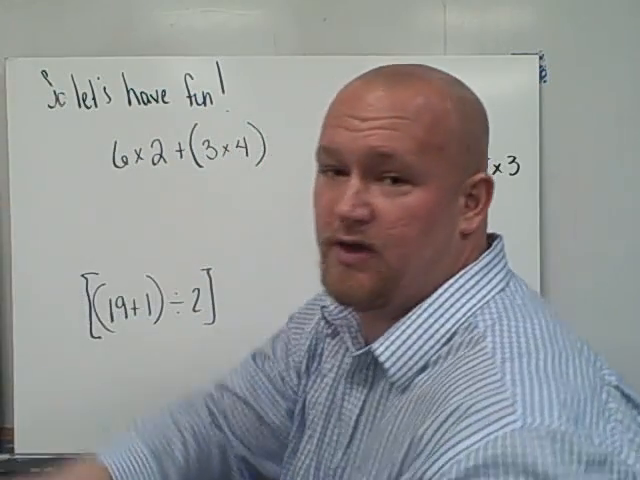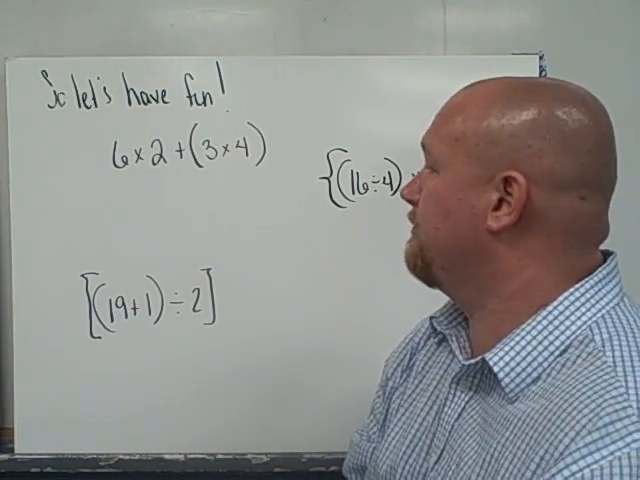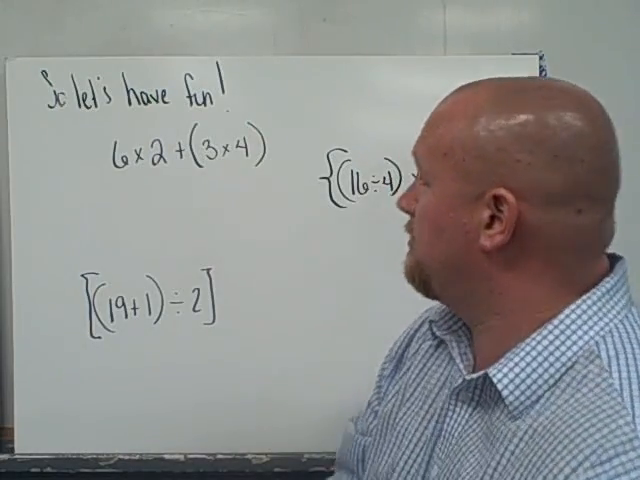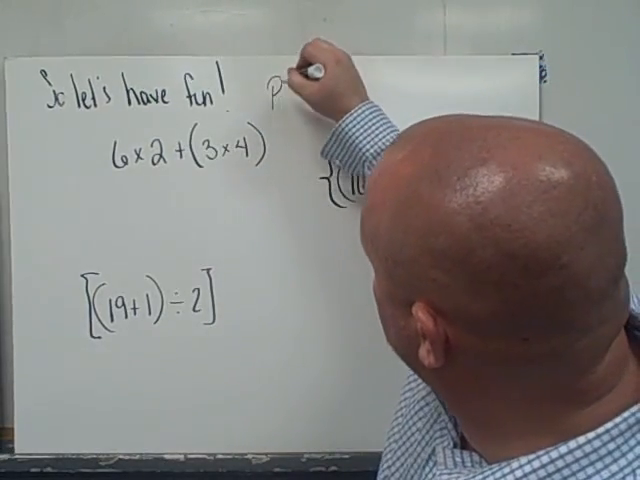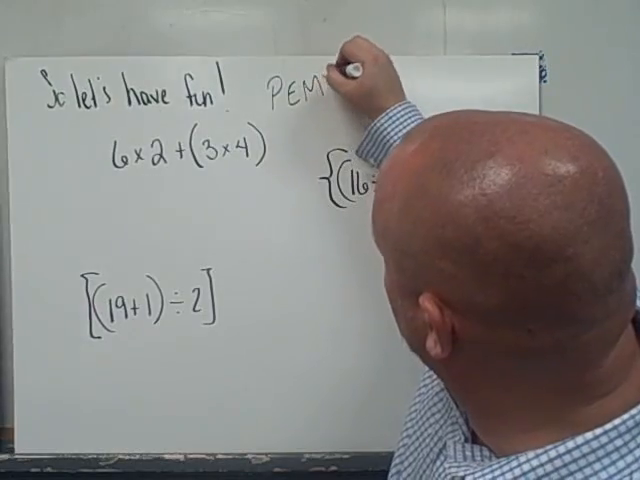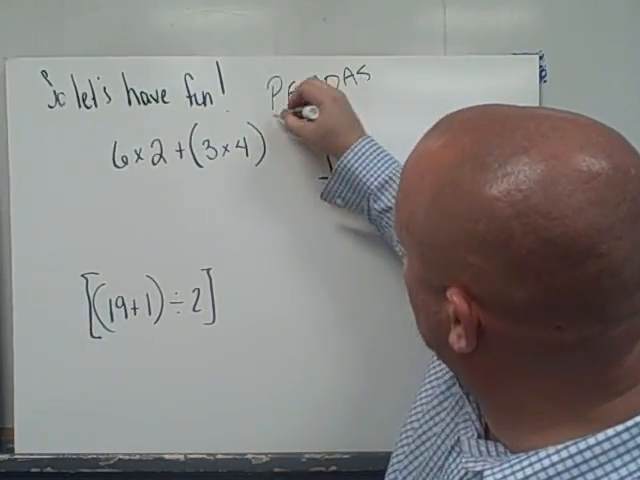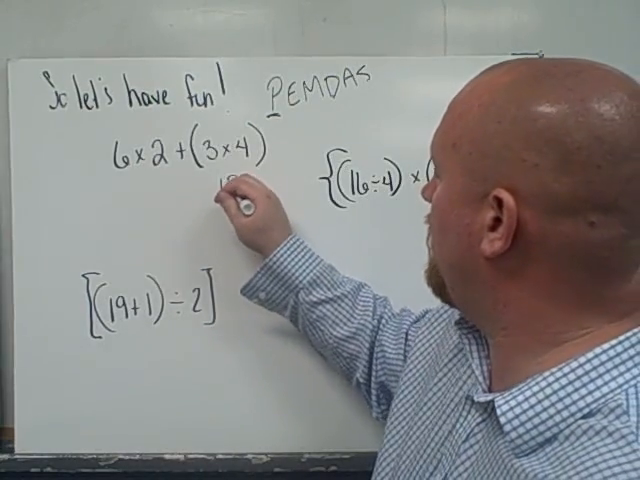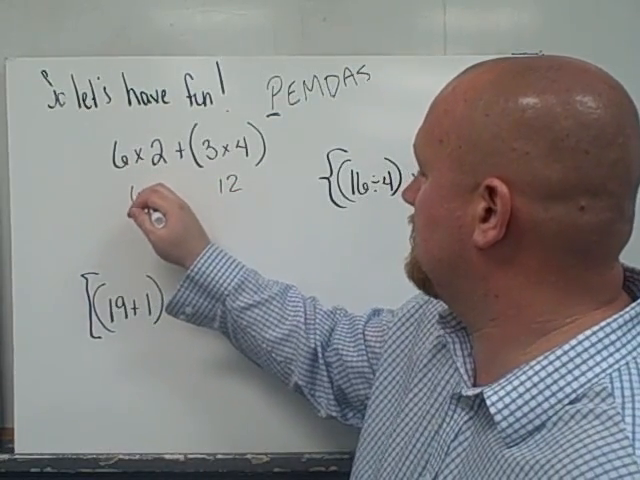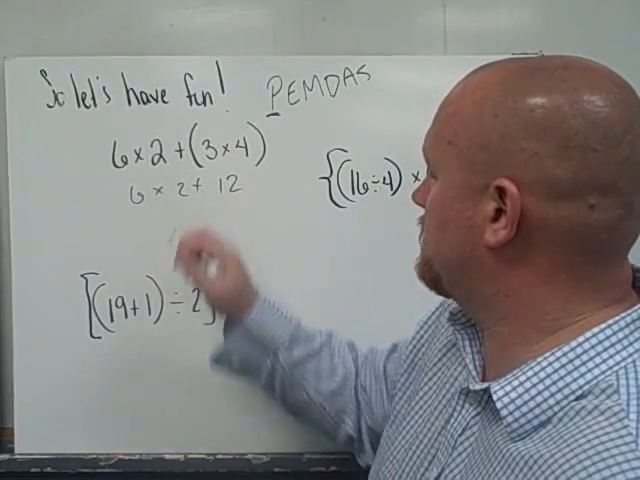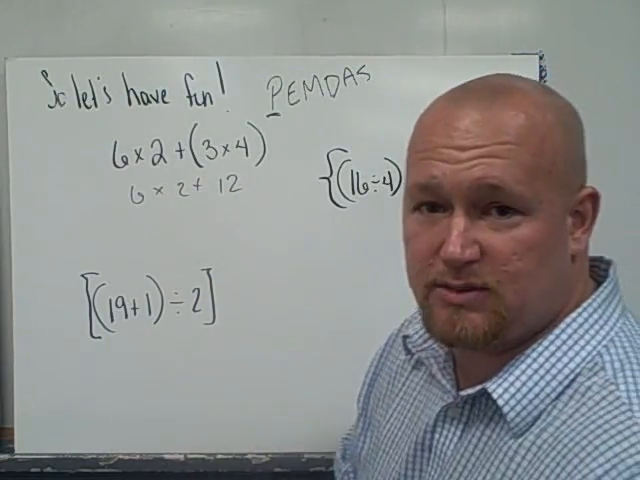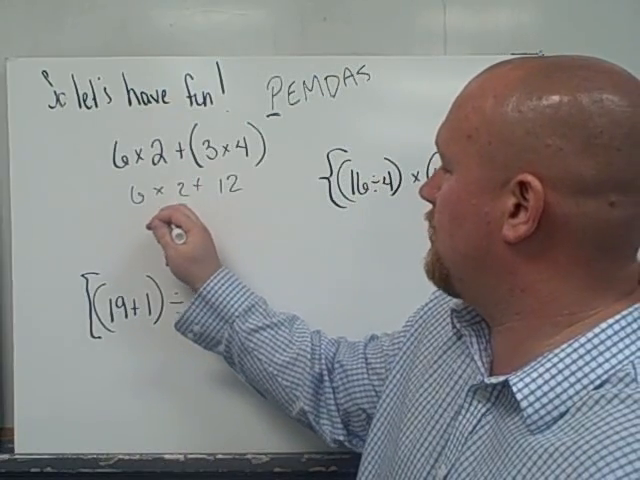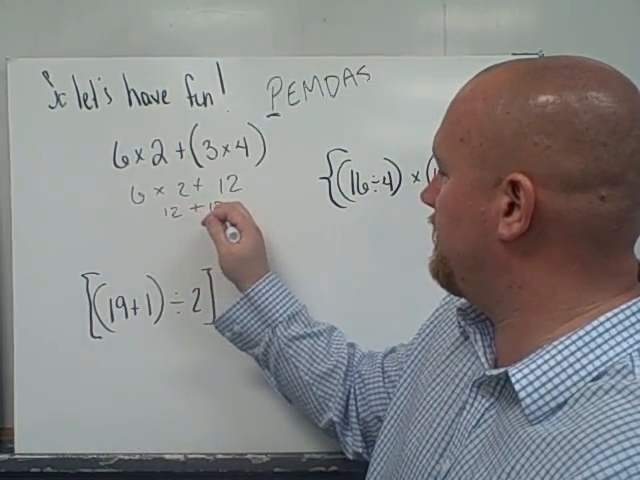So let's have some fun. Let's solve these together. 6 times 2 plus 3 times 4. PEMDAS, which is the order of operations, a little mnemonic device to help us remember, says parentheses first. 3 times 4 is in the parentheses. I do 12. Rewrite it. 6 times 2 plus 12. Great. Don't have any exponents. Multiplication and division as I see them. 6 times 2 is 12. 12 plus 12 is 24.